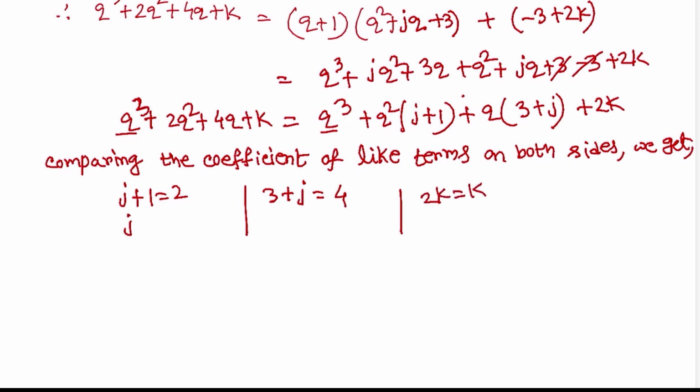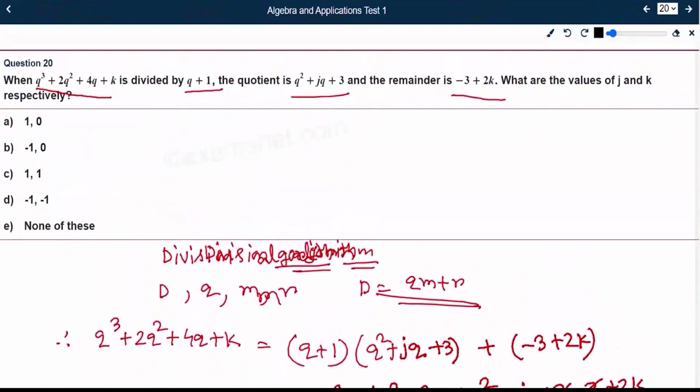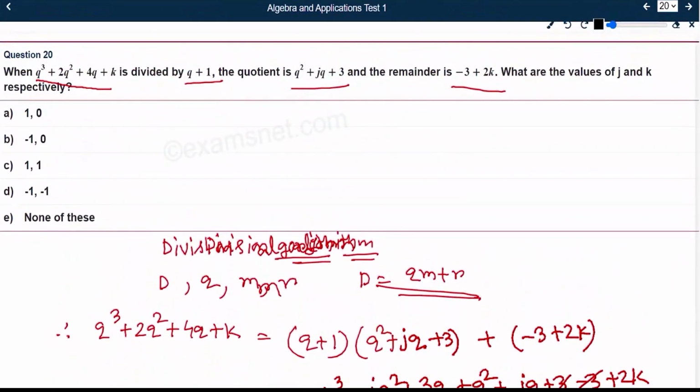Now look, j equals 1, also j equals 1, that means the value of j is 1, and here the value of k equals 0. So we got the values of j and k, that is 1 and 0. So here option A is the first one. Okay.